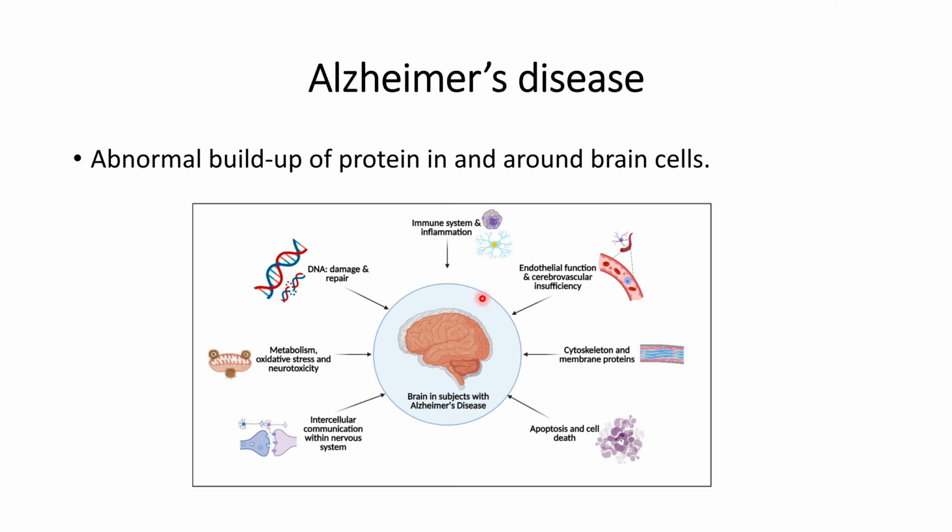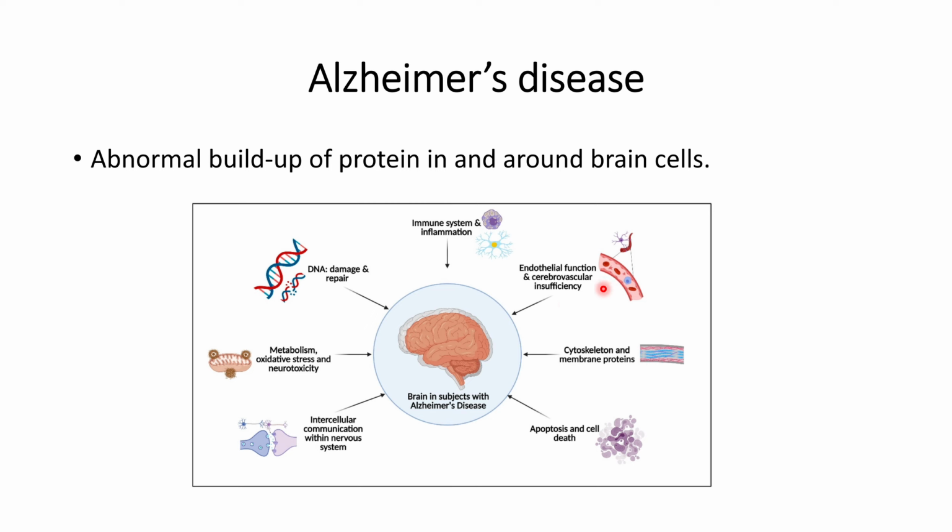And apart from this inflammation, other signals are also activated, such as DNA damage and repair getting affected, and oxidative stress. This is because of leakage from the brain cell barriers, and that might also lead to apoptosis, cell death. Other signals also get affected, such as intracellular communication within the nervous system, that we have seen during Parkinson disease, and endothelial function or cerebral insufficiency. This is related to the brain cell barrier, the blood-brain barrier.